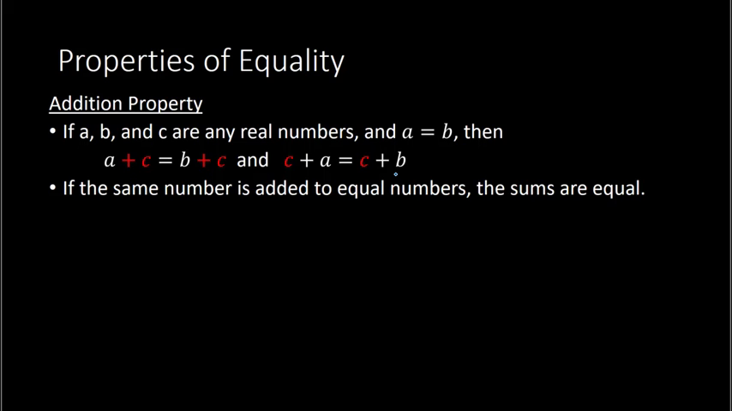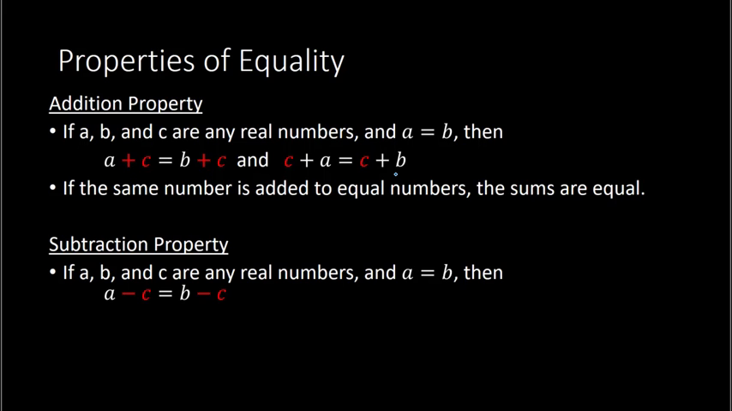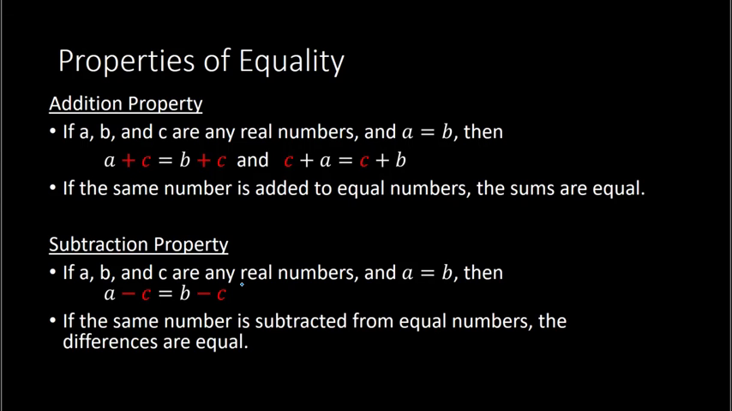And the same thing is true with subtraction. I can subtract the same thing from both sides. So if a, b, and c are any real numbers, and a and b are equal, then a minus c would equal b minus c. So bottom line, if the same number is subtracted, then your answer will still be the same. So I can subtract or add the same thing to both sides.